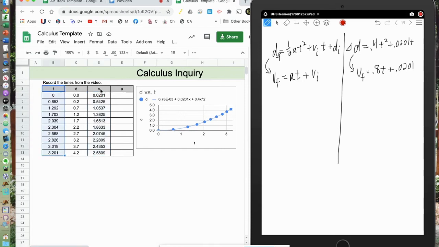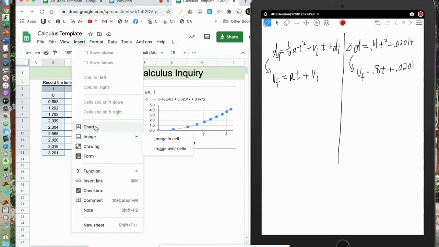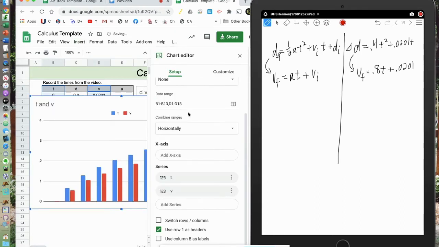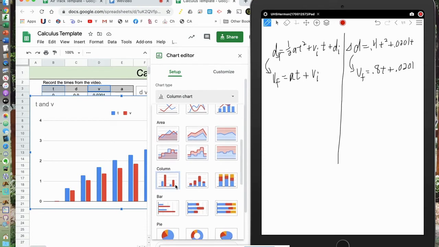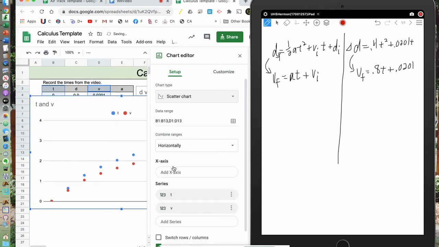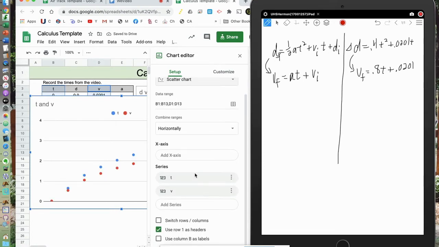I'm going to grab the velocity column. On the Mac, you have to hold Command down to do that. And then I'm going to insert a chart. I don't want that. Come up here. Let's get a scatter. Where's the scatter at? Scatter. And I'm going to have to do something else too. I'm going to use column B as labels.